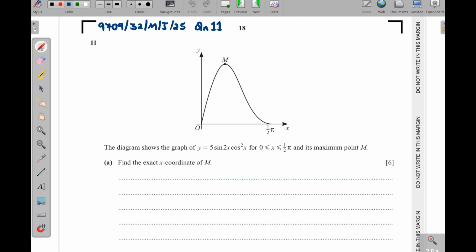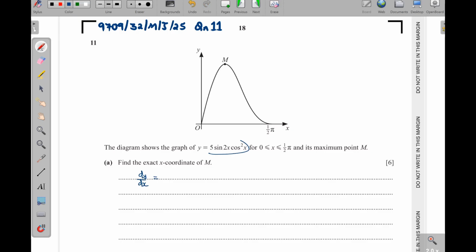Question 11, I can see the first part is coming from differentiation. The diagram shows the graph of y is equal to 5 sine 2x cos squared x for x ranging from 0 to pi over 2, and its maximum point, M. That is the stationary point. And you know for stationary points, dy/dx is equal to what? 0. Then part A, find the exact x coordinate of M. Okay, so we need to differentiate here our dy/dx.